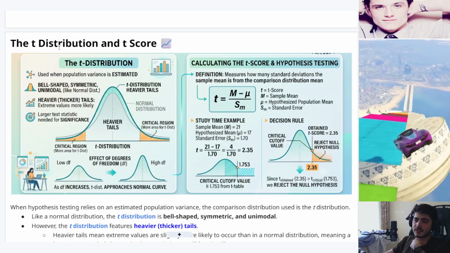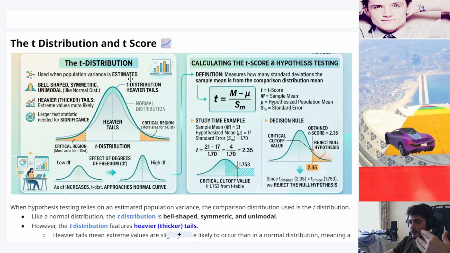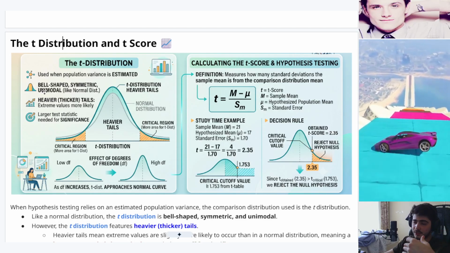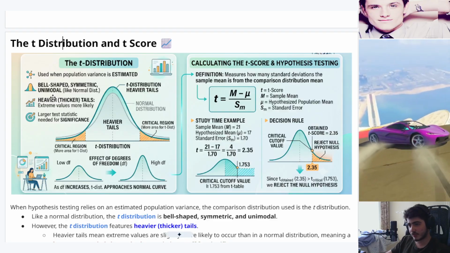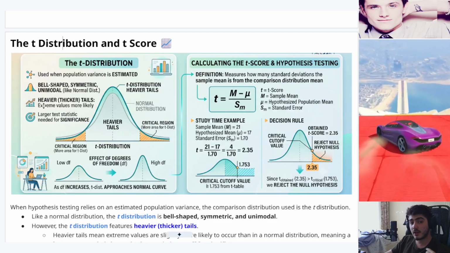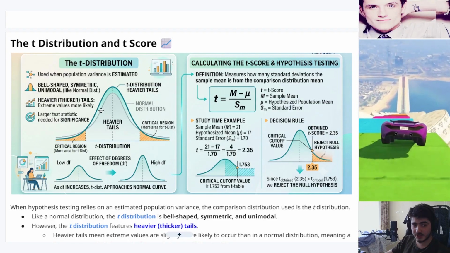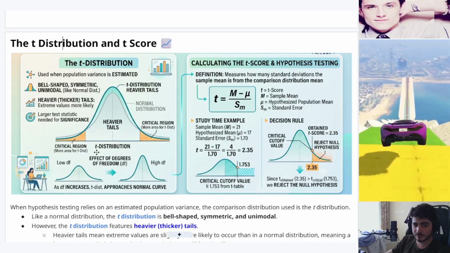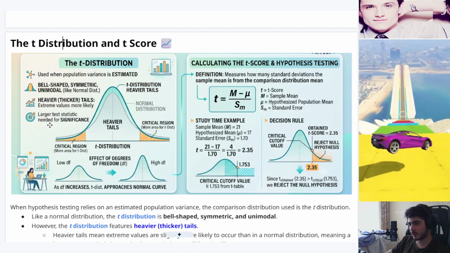Let's look at some specifics of the t-distribution. It's used when population variance is estimated. It's bell-shaped, symmetric, and unimodal, just like a normal distribution. There's nothing different about it there. However, it has heavier tails because extreme values are more likely because you don't have enough data. Larger test statistic needed for significance.